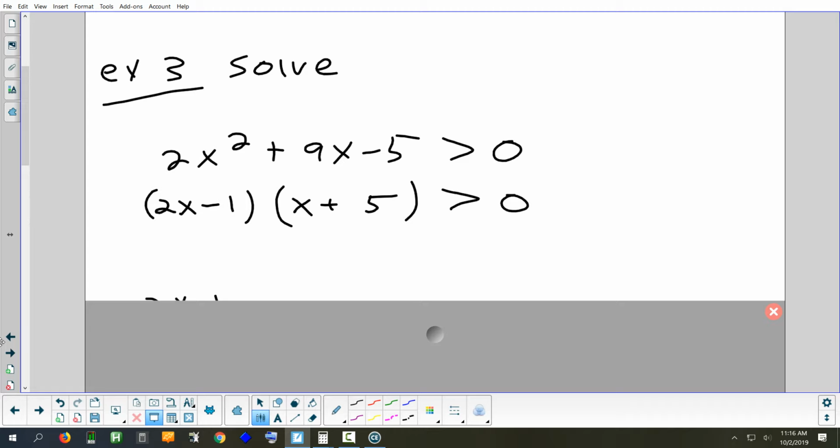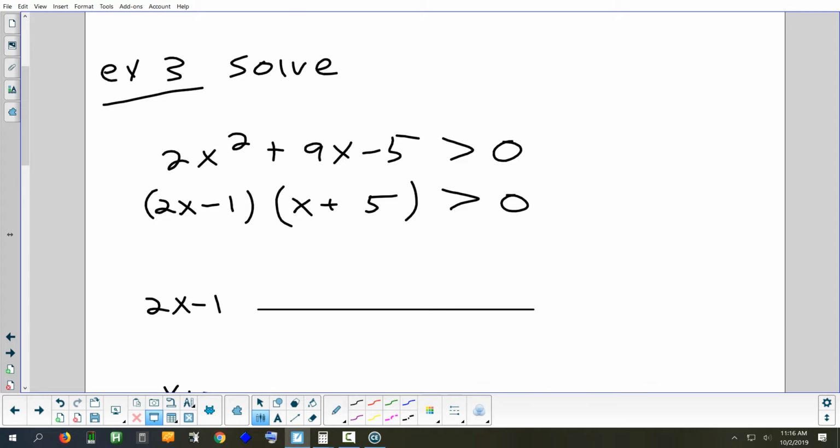All right, so now we've got our factors. Questions on that part? So now there's different combinations of things that could happen here, right? So we're going to make a number line and look at all the different possibilities.